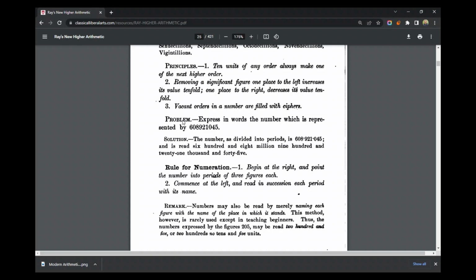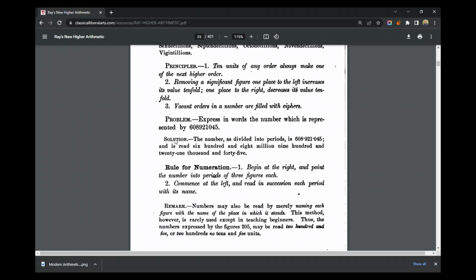Under those principles, we see here a problem. We're given a great number written with a number of figures here, and we're asked to express in words the number which is represented. So write the name using words of this number which is represented here in figures. Now you can see here we have 9 orders in this number, and they're not broken or divided into periods. They're not separated into groups of 3. And you can see how difficult it is to read a number when it's not divided into periods. That's why the use of periods is convenient. It makes reading and writing numbers easier for us.